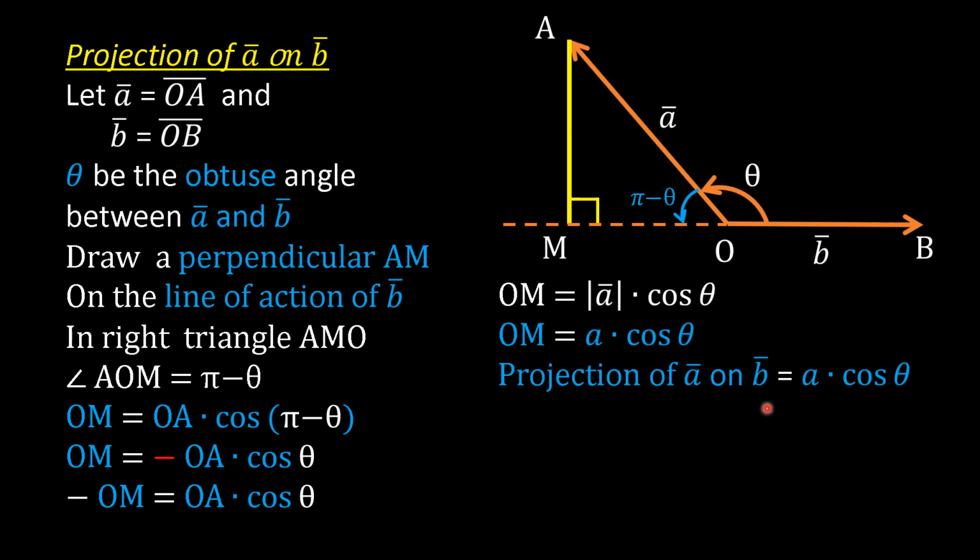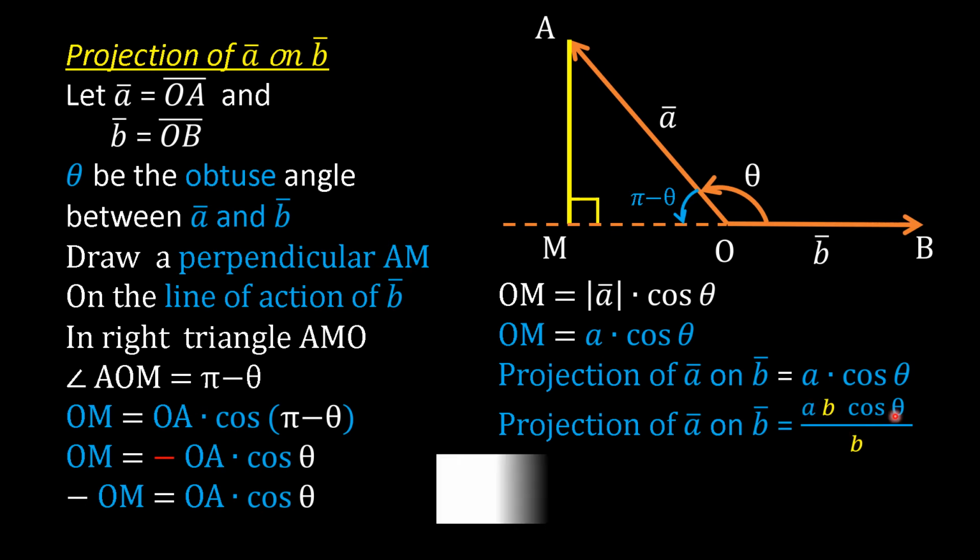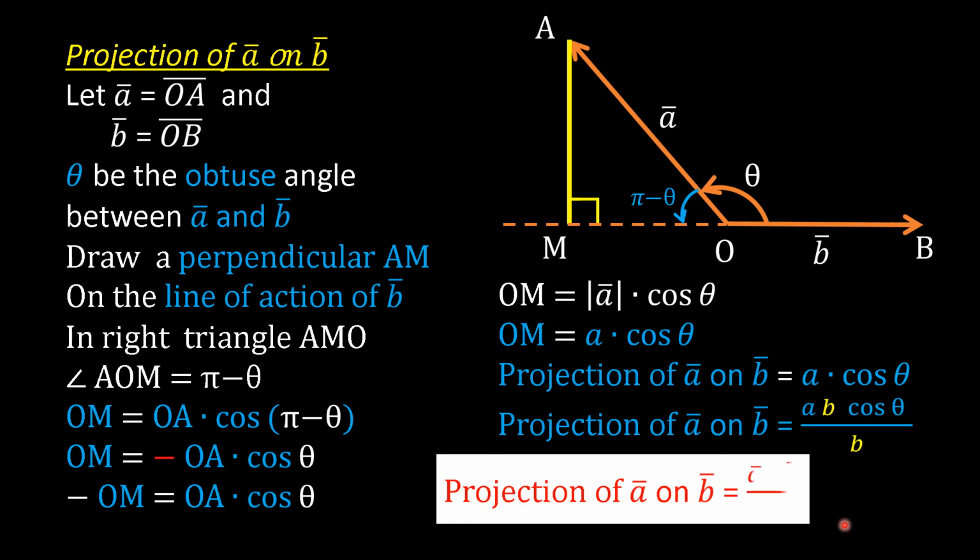Now here we will write A cos theta as AB cos theta upon B. We have multiplied numerator and denominator by B. Now we know that AB cos theta is A bar dot B bar, because A bar dot B bar is AB cos theta. So the projection of A bar on B bar will be A bar dot B bar upon B.